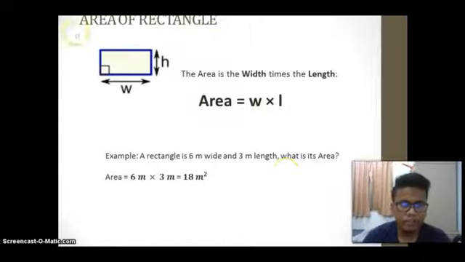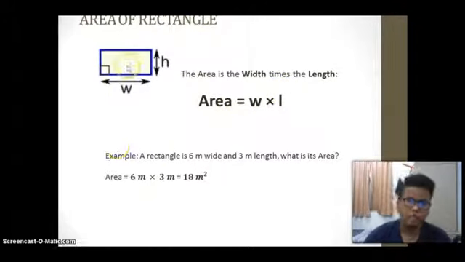Okay, we proceed with the area of a rectangle. The area of a rectangle is the measurement, the value of width times the length. So this is the formula: area equals W times L, which represents width, and this is for length. Some people use height also because it has the same value.